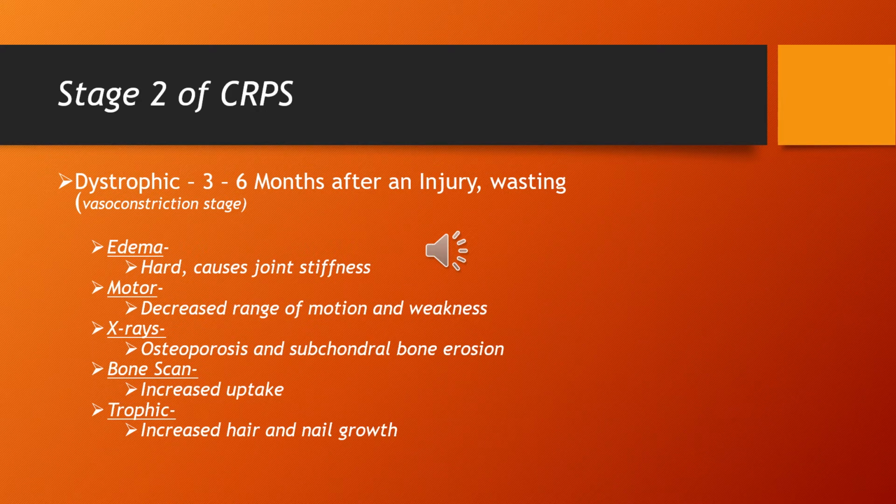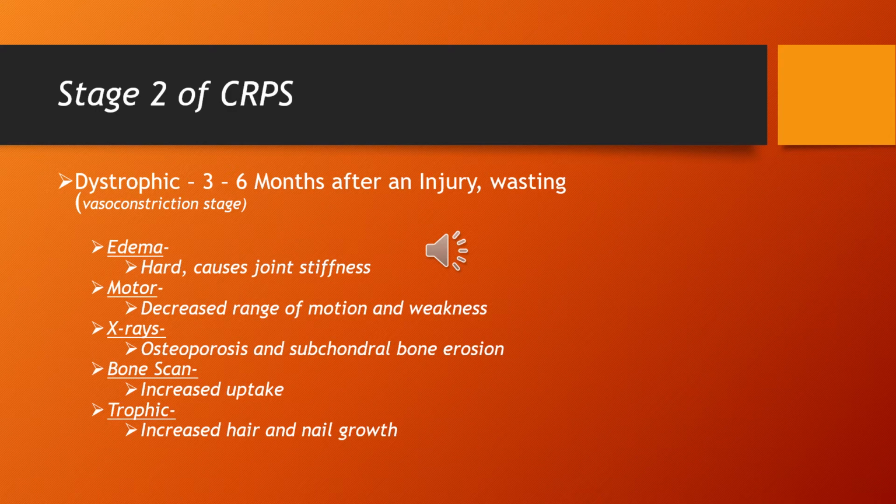Stage 2 also, when you talk about the edema, this time instead of being soft, it's hard. So we're in a chronic situation. It is very vasoconstricted. However, the edema is within the joint and within the limb. This will cause a lot of joint stiffness. Then this in turn produces lack of mobility, increasing joint stiffness. So this is a cycle as well that starts. In the motor, you do have the decreased ranges of motion and weakness as we did in the acute stage.